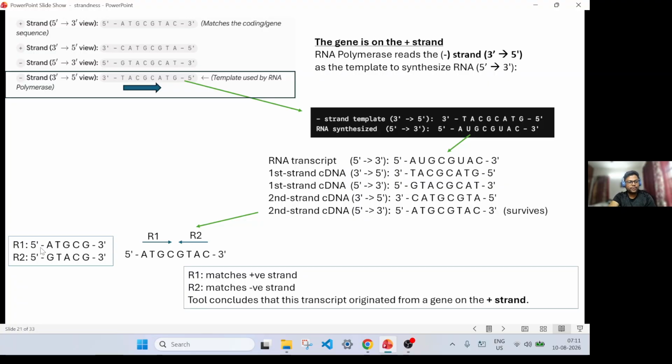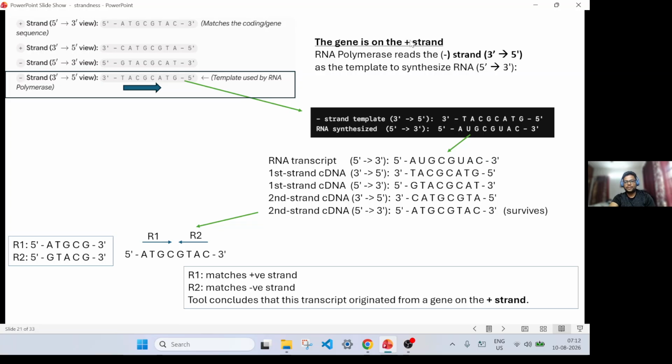So the R1 sequence you get will be ATGCG like this, while R2 will be the reverse complement, where C becomes G, A becomes T, T becomes A, like that. So finally this is what we get. Now you take this and try to match where it is going. You say that R1 ATGCG is matching with the positive strand. That means R1 matched with the positive strand, and R2, GTACG, will match with the negative strand. So this is what you say.